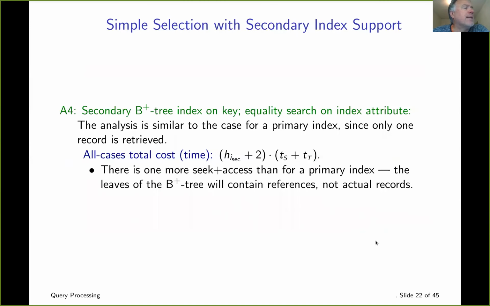Okay, now we talk about secondary indexes. So now let's say that we are indexed on Person number, but then we also built a secondary index on name, right? And then we're going to look for John Smith.